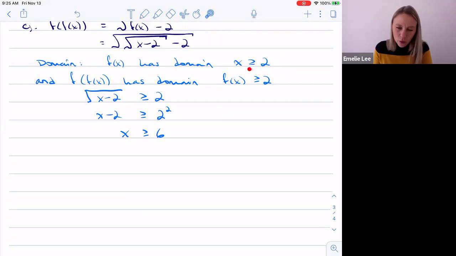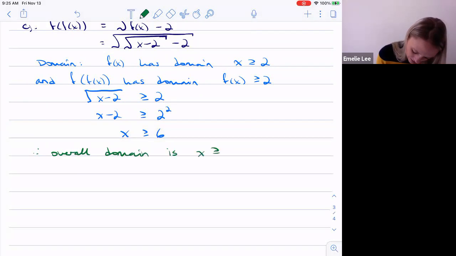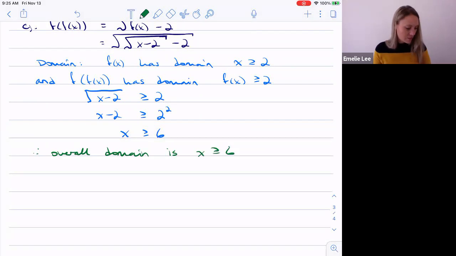So the overlap of these, right? x has to be greater than or equal to 2, and x has to be greater than or equal to 6. So the x greater than or equal to 6 is going to overpower the x greater than or equal to 2. Therefore, the overall domain is x has to be greater than or equal to 6.